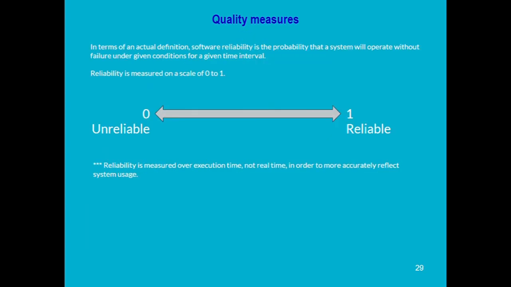In terms of an actual definition, software reliability is the probability that a system will operate without failure under given conditions for a given time interval. This is measured on a scale of 0 unreliable to 1 reliable. Reliability is measured over execution time, not real time, in order to more accurately reflect system usage.